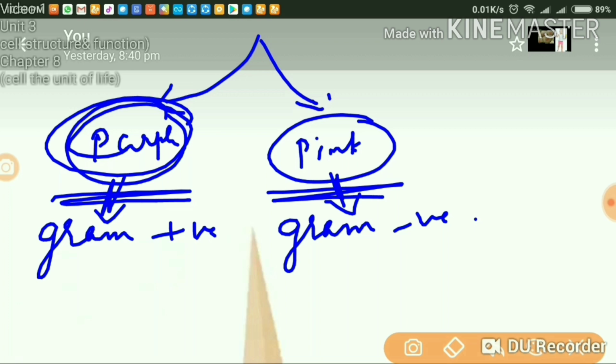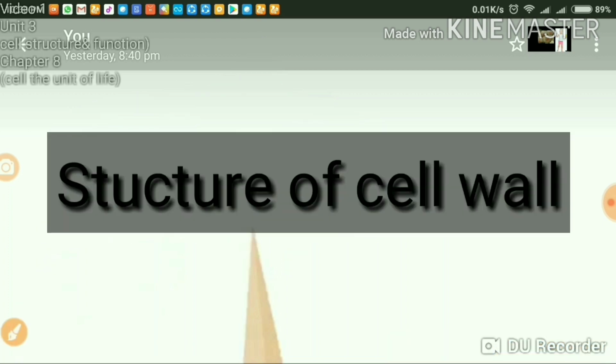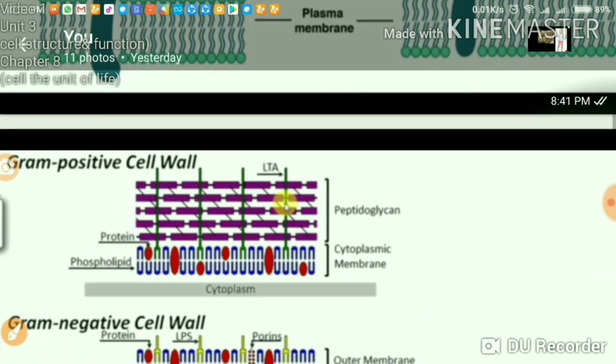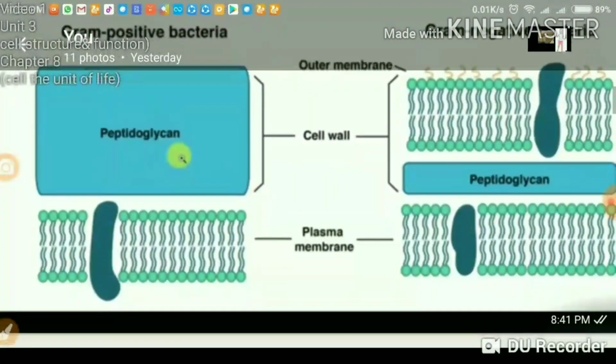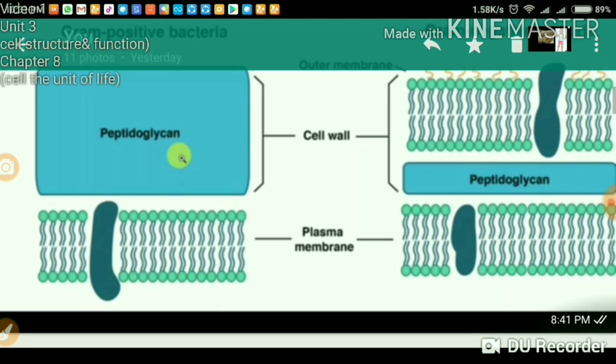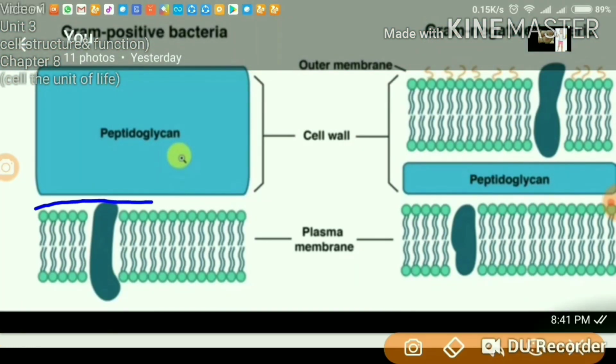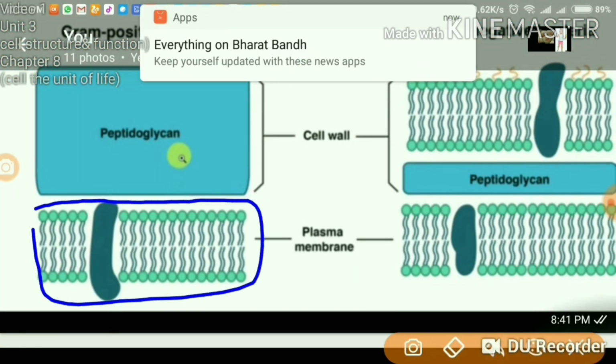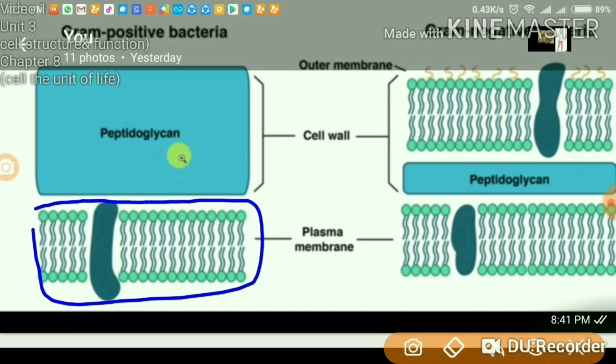Then let's see the general structure of the cell wall. We know that the plasma membrane forms the boundary of the cytoplasm. This is the plasma membrane, which we discussed in the last physics class. The plasma membrane forms the boundary of the cytoplasm or protoplasm, and we can call it a universal membrane.